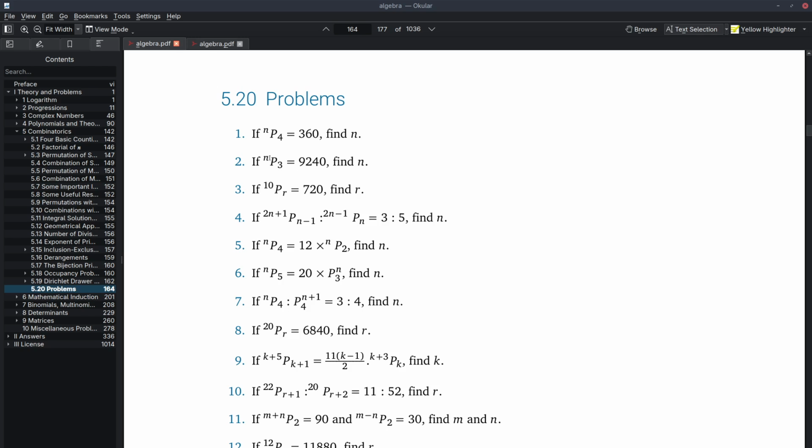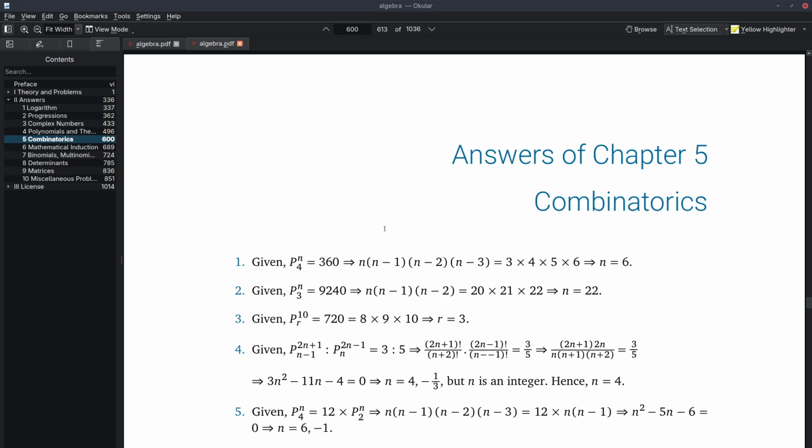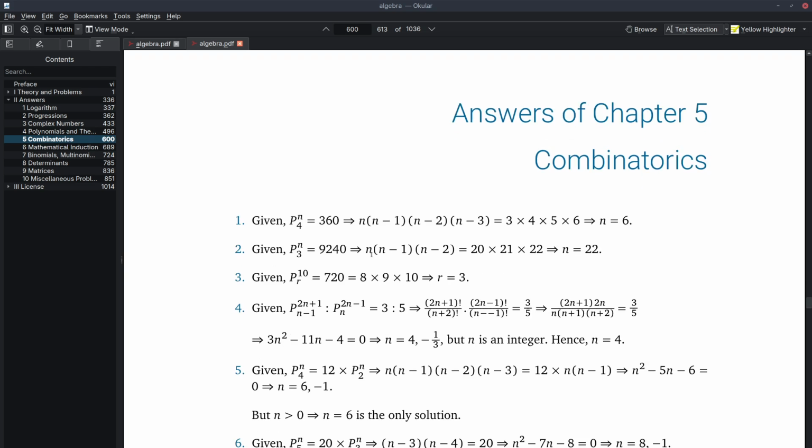The second question says that nP3 is equal to 9240, find n. So similarly, like the previous question, nP3 would be n into n minus 1 into n minus 2, which is equal to 9240. So it would be equal to 20 into 21 into 22. So how do we arrive at 20, 21, 22?